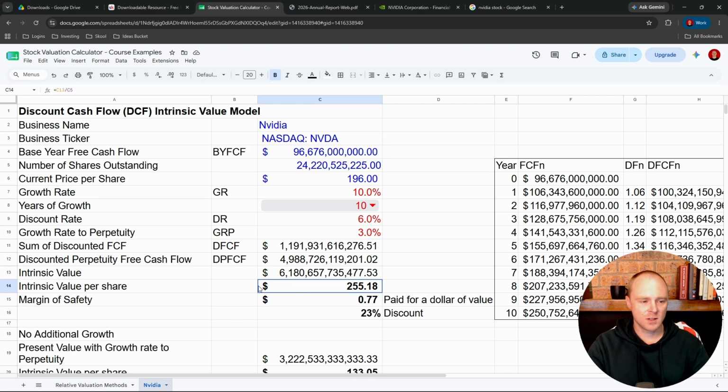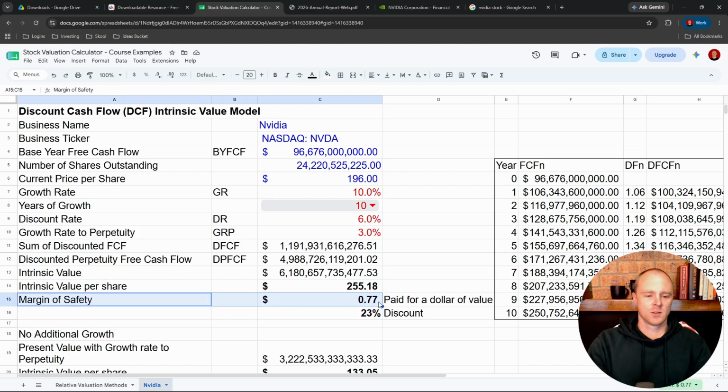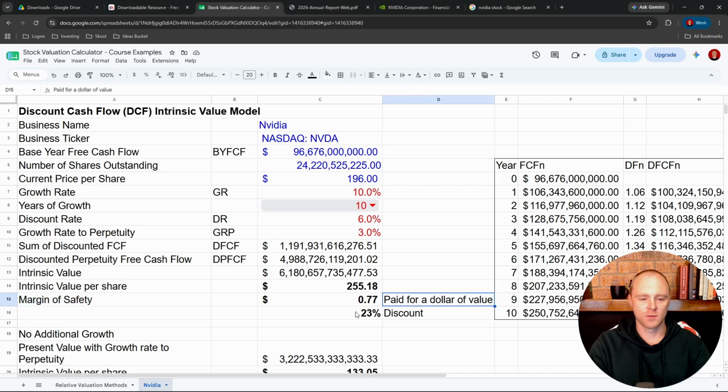So we get our intrinsic value per share of $255, and I want to work out what our margin of safety is. So at the moment, with the stock price at 196, it's less than the intrinsic value according to our calculation here. And that would be paying 77 cents for $1 of value, which is a 23% discount.